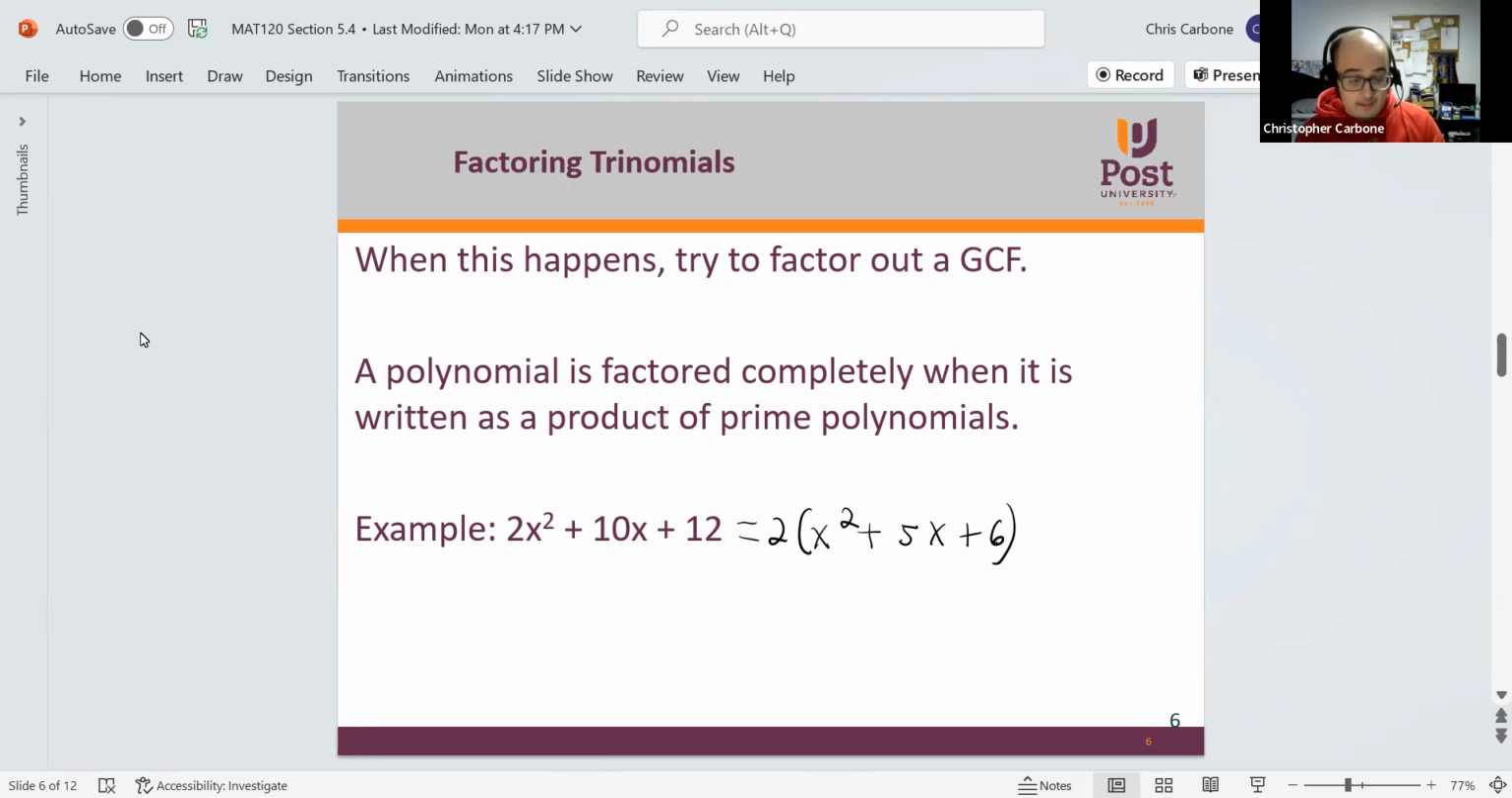So now, for the x squared plus 5x plus 6, that does factor nicely. The only way that we could get a 5x and a positive 6 would be if we use the factors of 3 and 2, and both of them being positive. So 2 times x plus 3 times x plus 2.